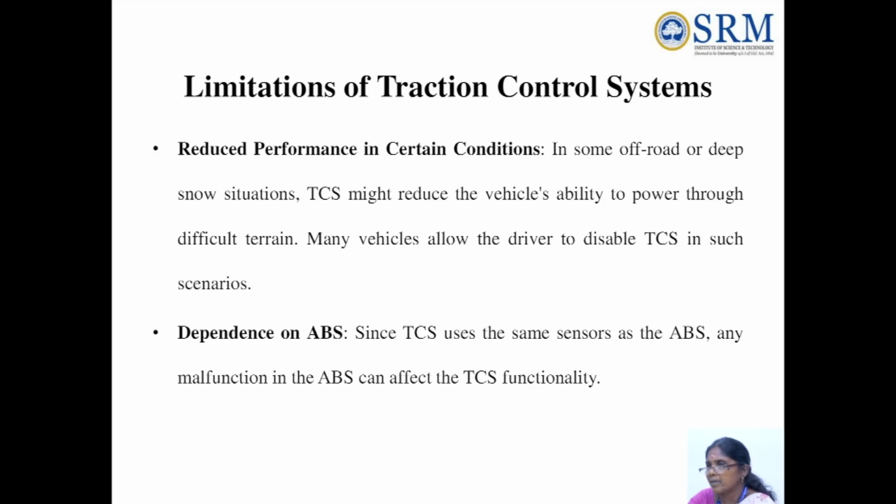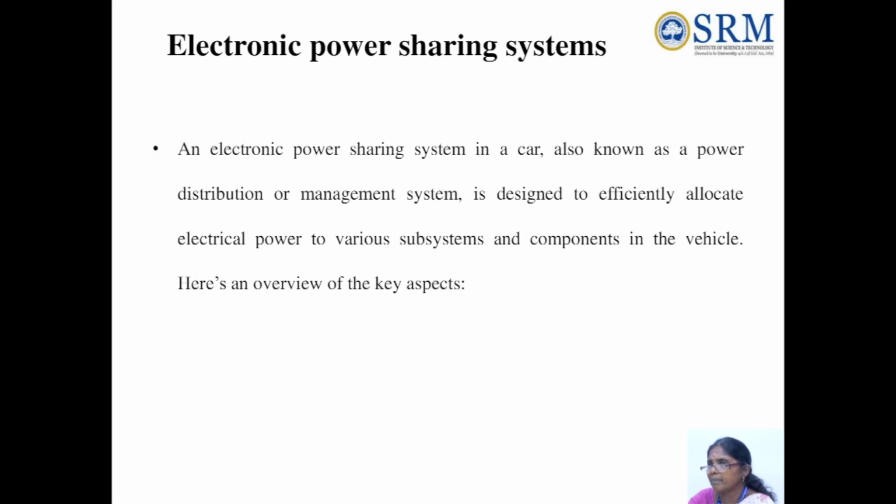Dependence on anti-lock braking system. Since the traction control system uses the same sensors as the ABS, any malfunction in the ABS can affect the TCS functionality. Next topic is the electronic power sharing system. An electronic power sharing system in a car, also known as a power distribution or management system, is designed to efficiently allocate electrical power to various subsystems and components in the vehicle.